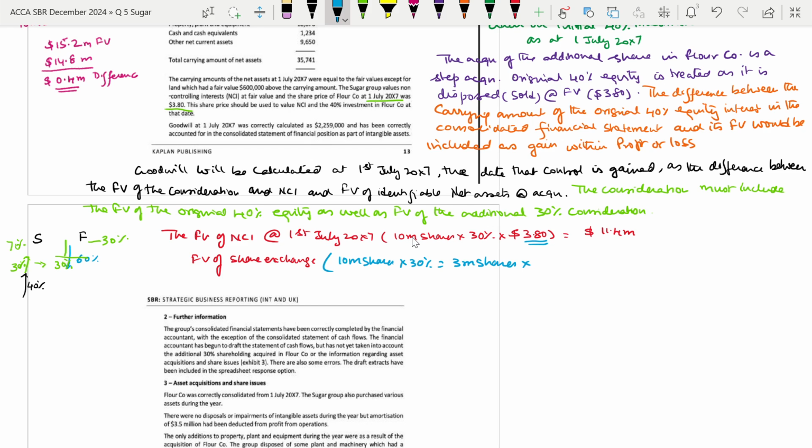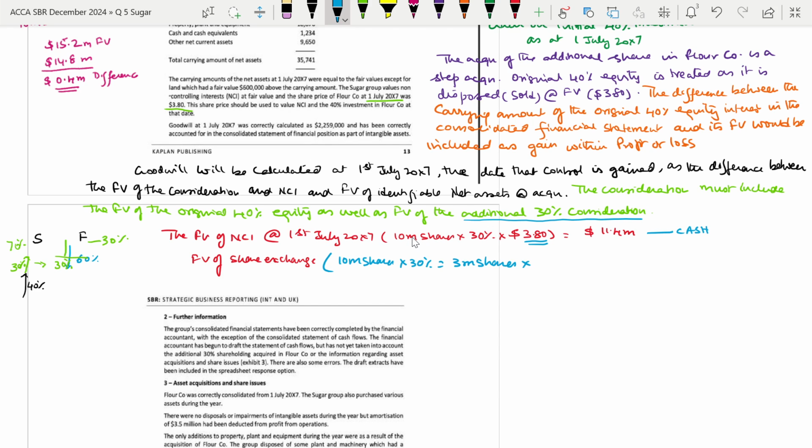You are giving how much in cash? 30%. You are going to purchase an additional 30%. When you are talking about the additional 30%, you should know the fair value of the additional 30%. Is it right? What is the additional 30%? 10 million into 30% into 3.8.